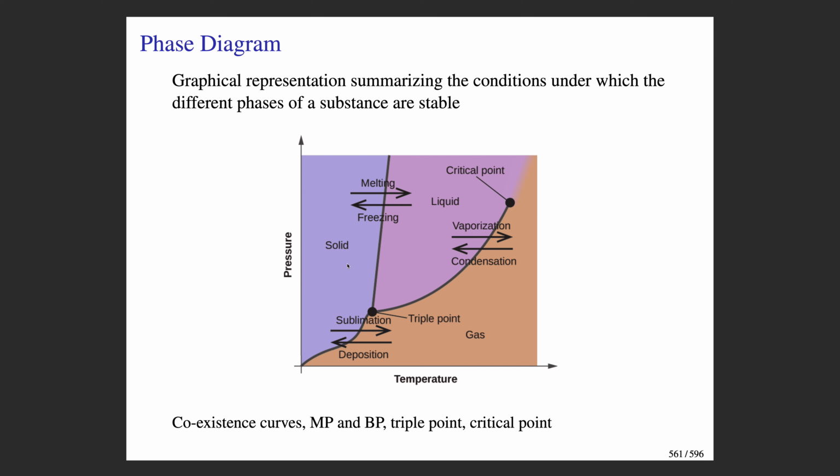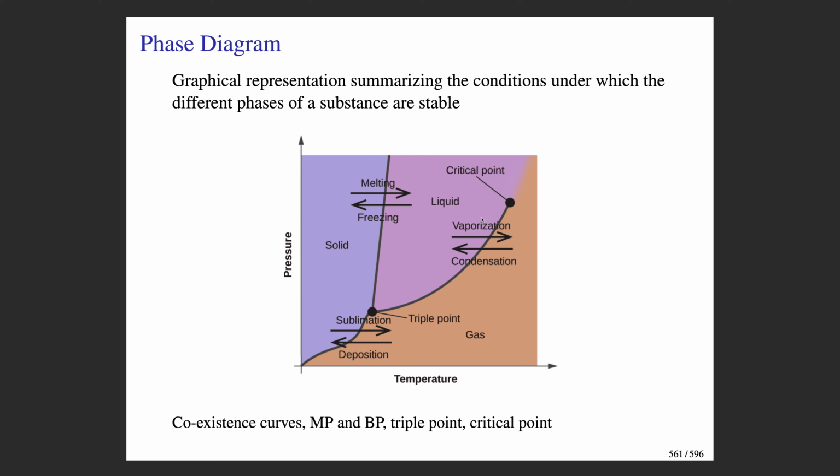The points where two regions meet, or I should say the lines, the curves, are called coexistence curves. And along this line, so at all of the temperature and pressure values corresponding to this particular curve, we have the solid in equilibrium with the liquid. So this is the liquid-solid equilibrium curve. If you go across the curve this way, you melt the solid. If you go back, you freeze the liquid.